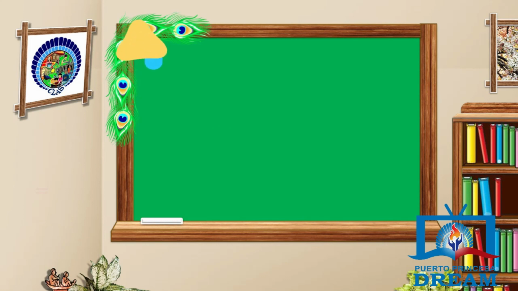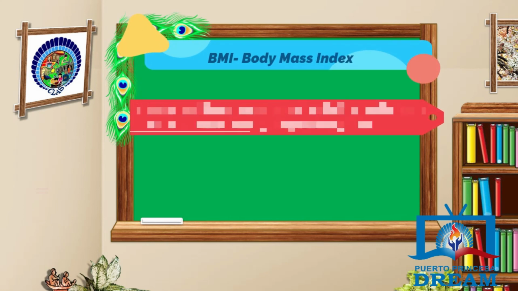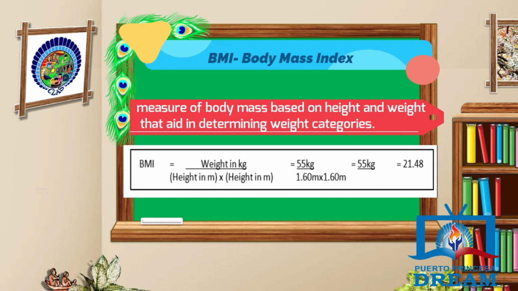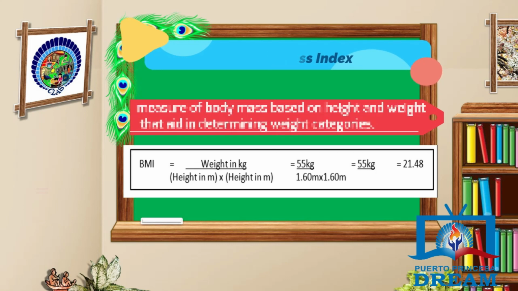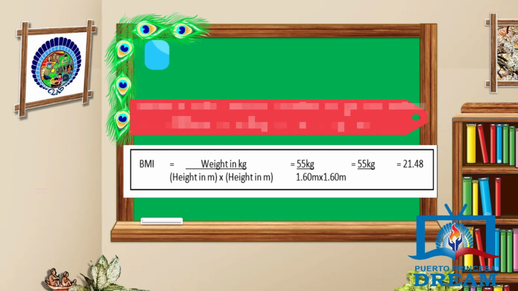Computations. A. BMI or body mass index. Measure of body mass based on height and weight that aids in determining weight categories. BMI equals weight in kilograms divided by height in meters times height in meters, equals 55 kilograms divided by 1.60 meters times 1.60 meters, equals 55 kilograms divided by 2.56 square meters, equals 21.5.